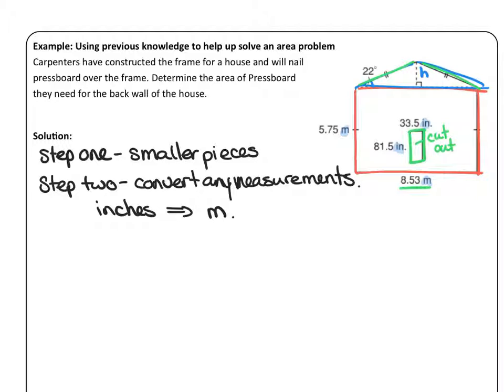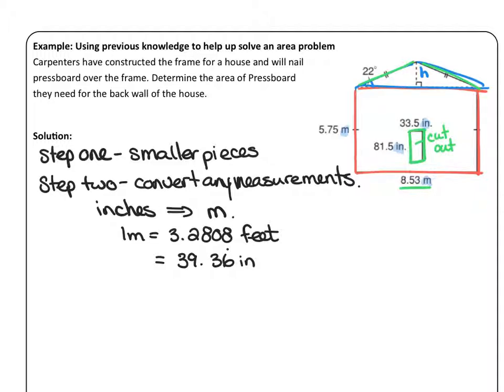So there's two different conversions we can do. I know that 1 meter is equal to 3.2808 feet. And each foot is 12 inches. So 3.2808 times 12 is 39.36 inches.